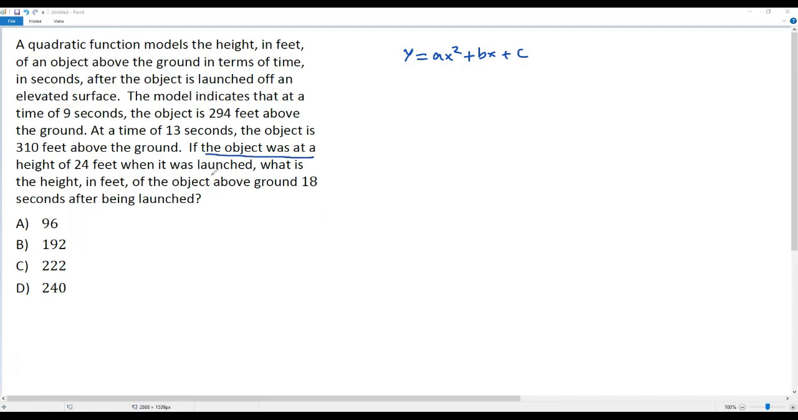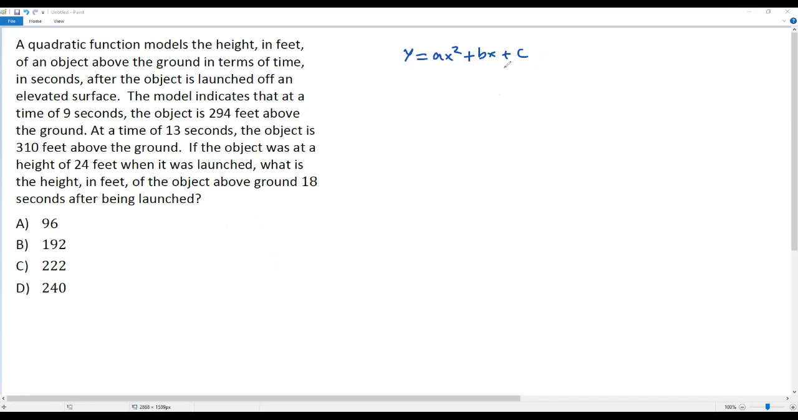When the object was launched, the time is 0, that is x = 0, and at that time the height is 24 feet, that is y = 24. So clearly we have the y-intercept of the quadratic function, that is (0, 24). When we write a quadratic function in standard form, the constant represents the y-coordinate at the y-intercept. The y-coordinate at the y-intercept is 24. That is the initial height of the object.